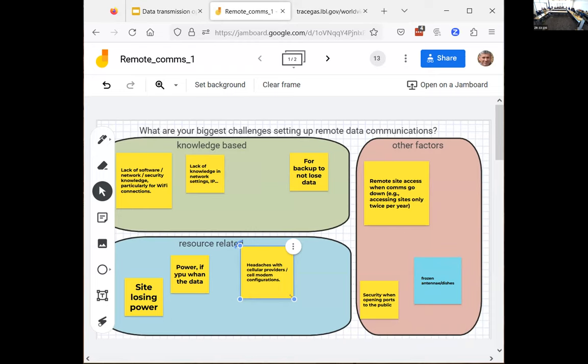But just jumping back to the Jamboard, looks like we're reaching a few things, but we're seeing a lot of other security issues, also uptime, whether that's related to network providers, but also a frozen antenna, which I believe is probably going to cause downtime. In the green box, the knowledge base, there are certainly a lot of folks who have chimed in with lack of security knowledge, Wi-Fi settings, IP settings, network settings. These are all great, and I appreciate everyone who's chimed in. I'm going to keep moving in the interest of time, but this will remain open if you have other things you want to add.